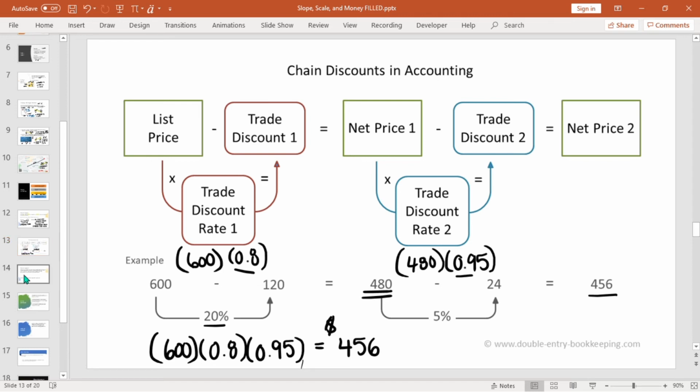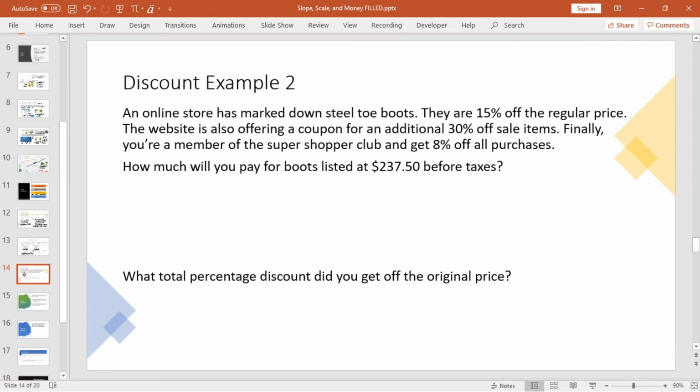So let's look at it. So here's a crazy one. We have an online store. Our first discount is 15%, then we do 30%, and then we get 8% off. And our original price was $237.50. So if you were doing supplier stuff, you might see this written as 15, 30, 8, which is all the discounts that you're going to get, those kind of chain discounts.